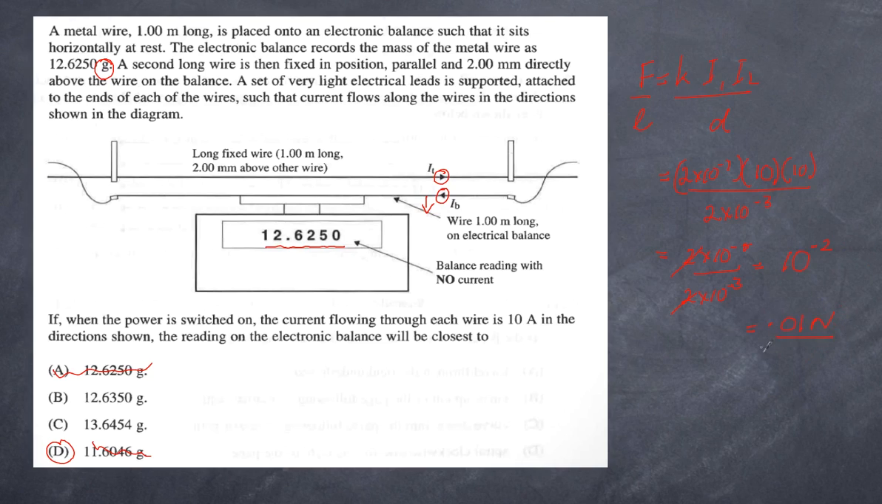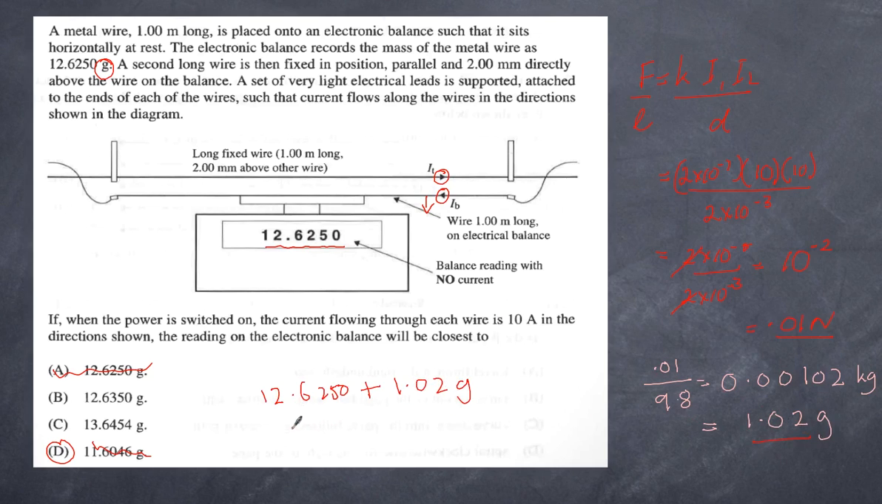But remember, this is newtons. So what we now need to do is get that equivalence in terms of grams. So we go to 0.01 and we divide that by 9.8. When you do that, we get 0.00102, but that's kilograms. So therefore we get 1.02 grams. Now, if you look over here, you can see that we have a reading already of 12.6250. We have to now add our 1.02 grams, giving us 13.6454 grams. So the answer is C.